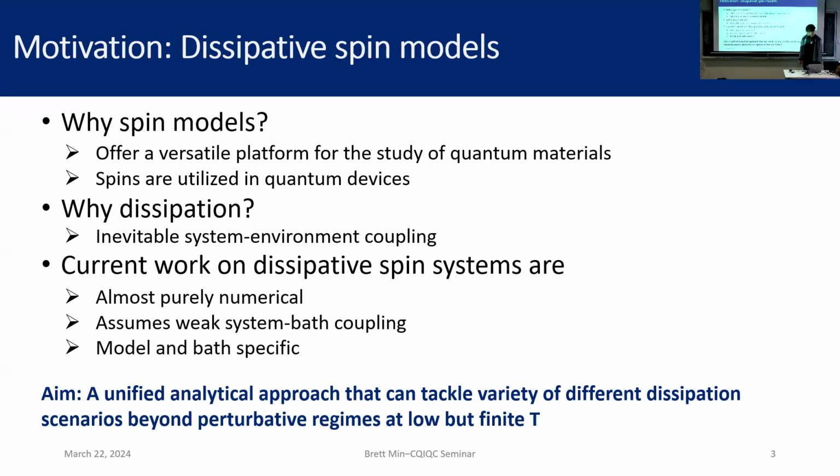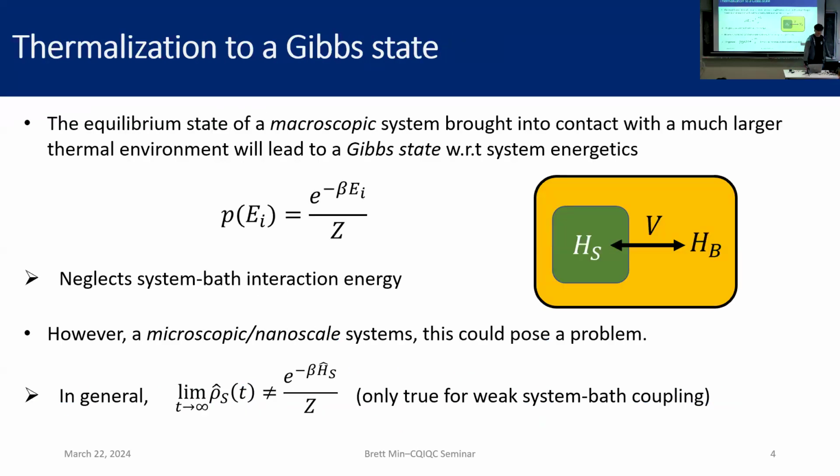And there's already a lot of work being done in dissipative systems, but most of them are almost purely numerical, and they also assume weak system bath couplings. And also they are very specific to what kind of system you have or what kind of bath you have. So the aim of this project was to provide a sort of general analytical approach that can tackle a variety of different dissipative scenarios to various different spin systems that goes beyond the usual perturbative regime. So we are also interested where the spin system are strongly coupled to its environment.